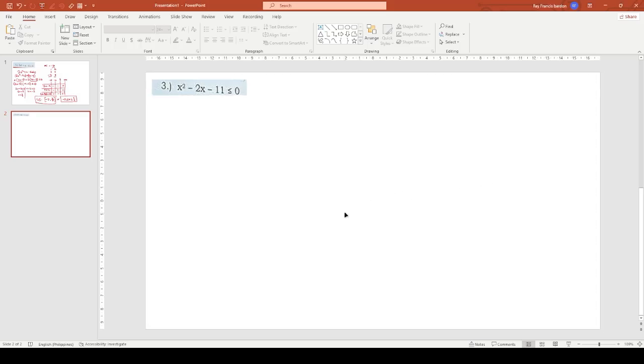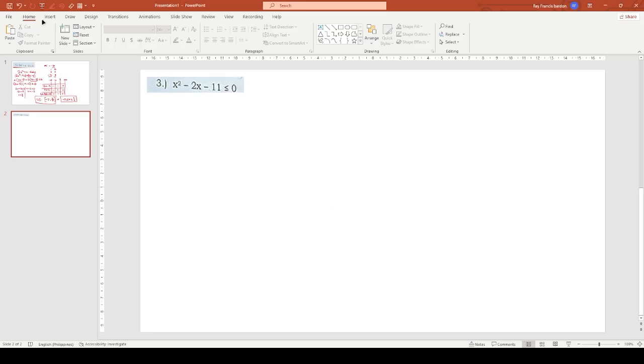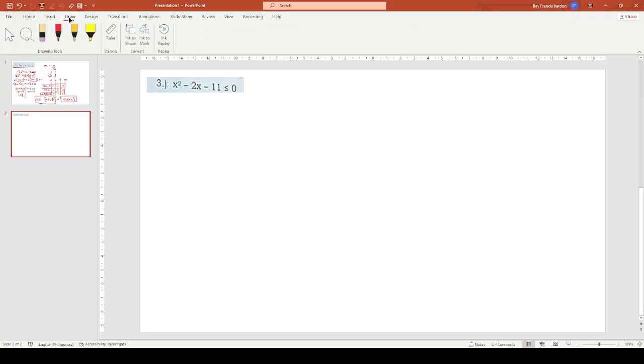Okay guys, so meron tayong quadratic inequality here and we want to solve it using interval notation. And ang sabi sa akin is it's better to use quadratic formula. So let's use quadratic formula to get the factors. Okay, so we have x squared minus 2x minus 11 here.